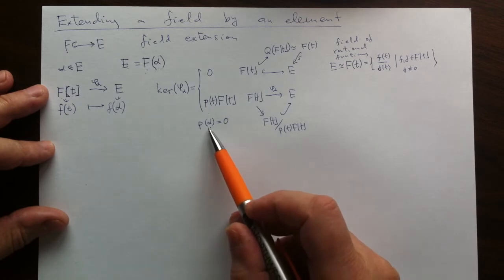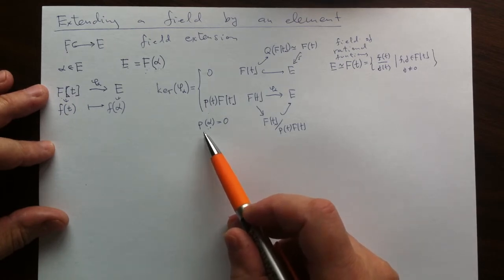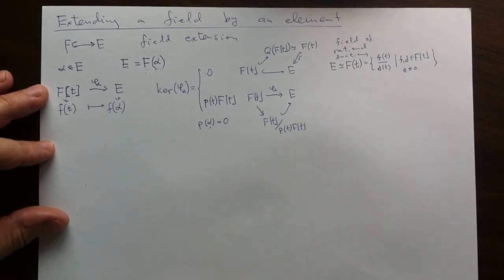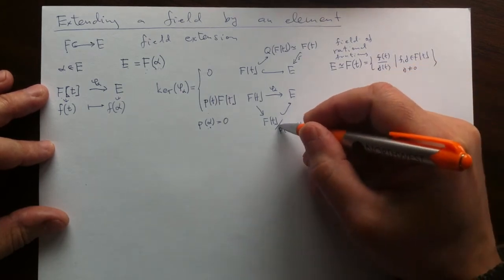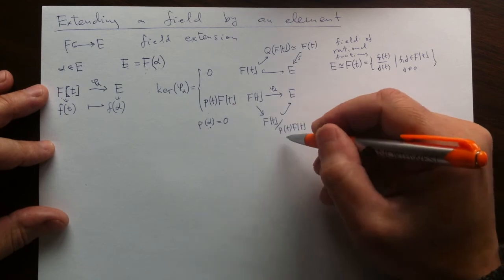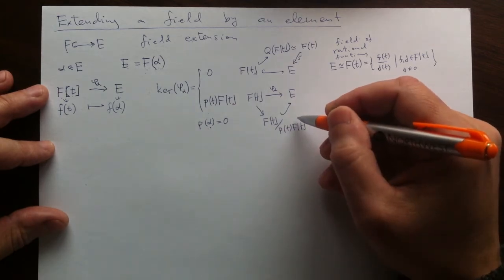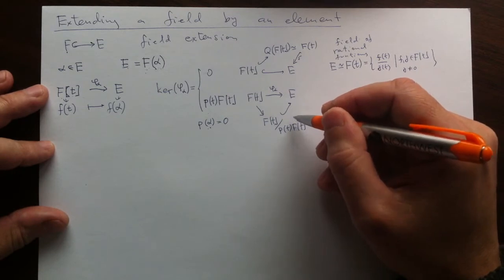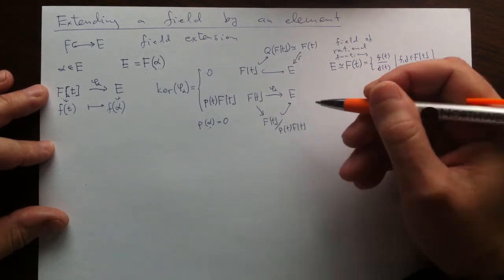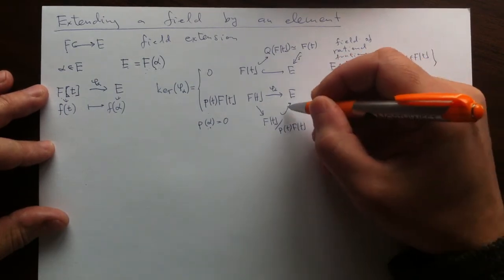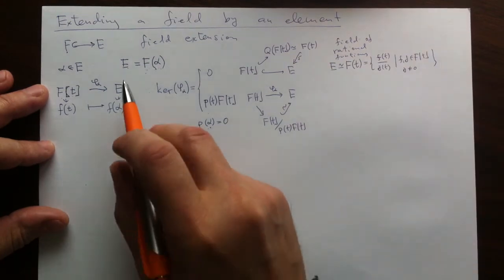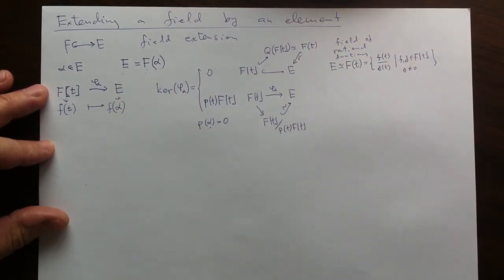Alpha powers with some coefficients from f will have to be 0. That's the polynomial relation. So now we're saying that all values of polynomials on alpha are closed under addition, of course, subtraction, multiplication, and division, because this is a field. And so we have E described in here.